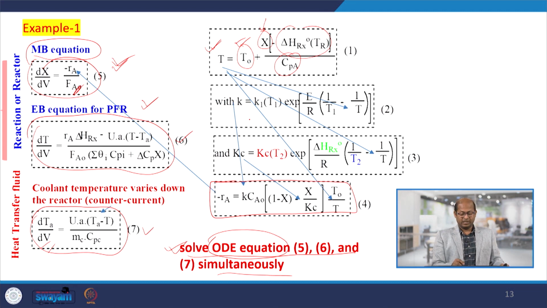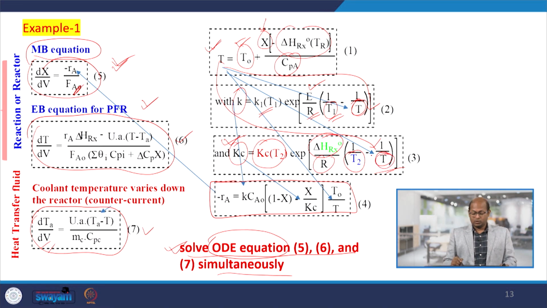Now this part is known from equation 1: T1 is known, K1 is known, E is known, R is known, so the K value at temperature T we can find out. Similarly, the Kc value we can find out using equation 3. T2 is given, Kc2 is given, the heat of reaction is given, and R is given, so Kc at the specified temperature we know. Now all these components we can put in equation 4.